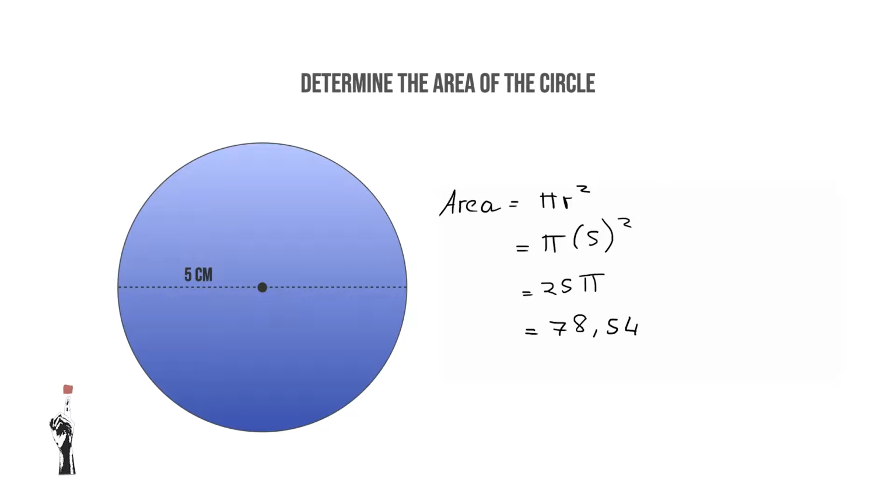Always remember your units. Remember that area is measured in square millimeters, square centimeters, square meters, or square kilometers. Since this was measured in centimeters, my area will be 78.54 square centimeters. Your units are very important.